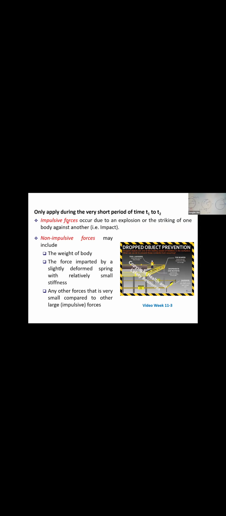So typical impulsive forces include explosive force and some other kinds of forces, and typical non-impulsive forces normally mean the weight force of a rigid body, or a force imparted by a slightly deformed spring, with a relatively small deformation.